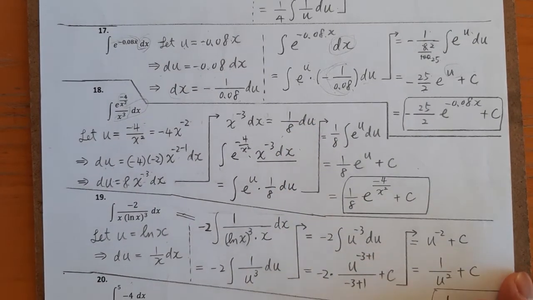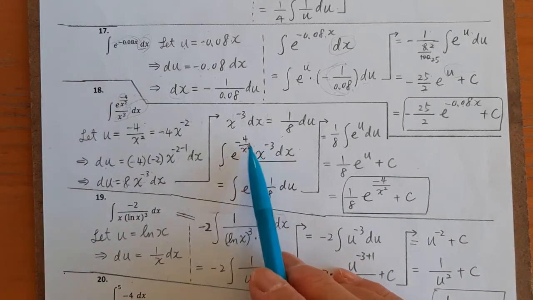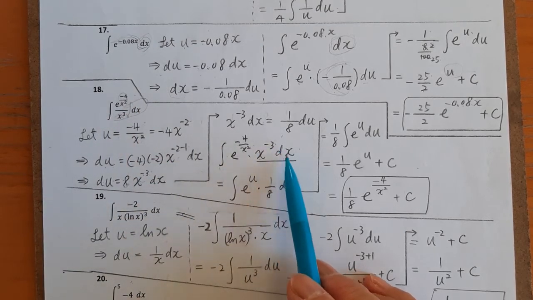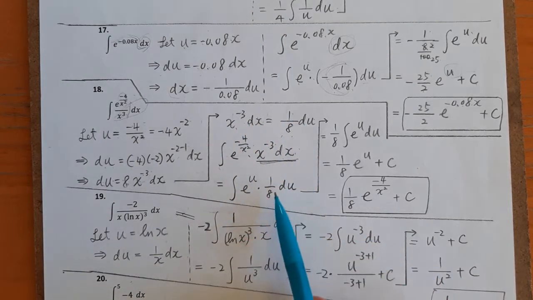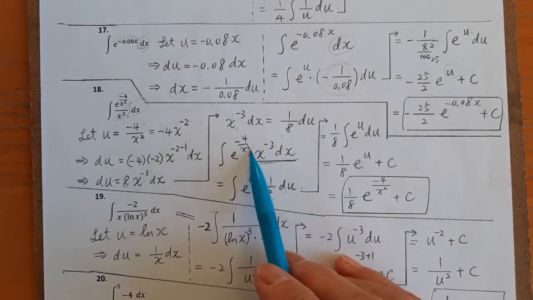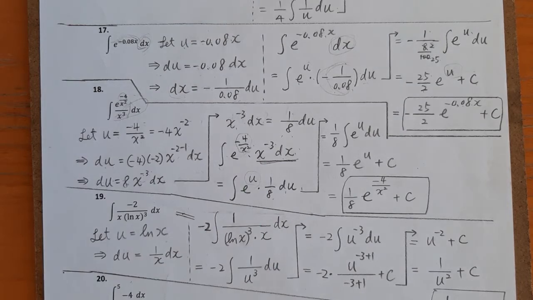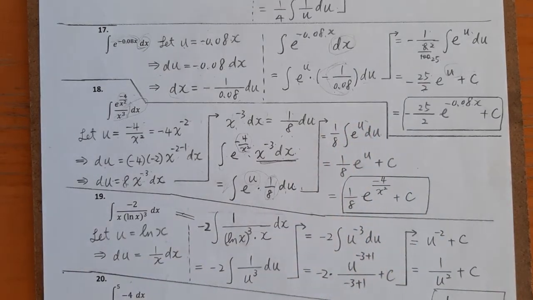So the original question is e to the power negative 4 over x squared. This x to the power 3 switched up is x to the power negative 3 dx, and this one is substituted by 1 over 8 du. And this negative 4 over x squared is substituted by u. So it becomes the integral of e to the power u times 1 over 8 du. And the 1 over 8 is a scalar, so factor it out. Get 1 over 8 integral e to the power u du.